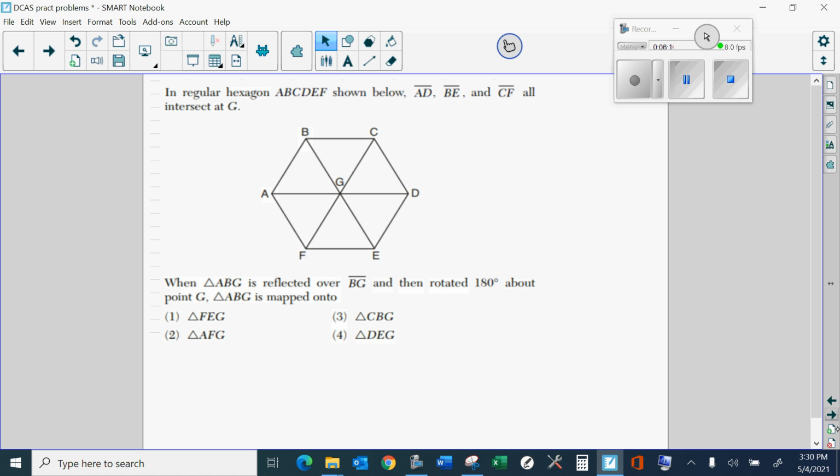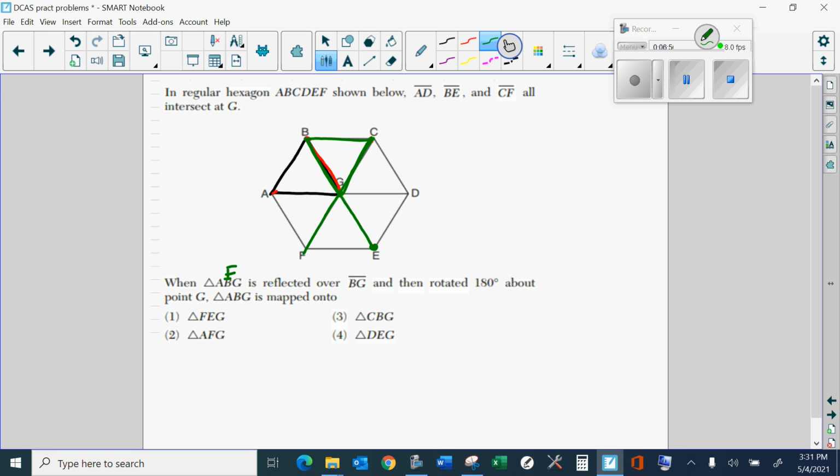Okay, it says when triangle ABG, this one right here, is reflected over BG, well, reflected over, boom, that puts the A to the C, the B stays onto itself, and the G stays onto itself. So now here's my new triangle right there. Then rotated 180 degrees about point G. So that means it goes straight through point G to the other side. So that goes to there, B goes to E, C goes to F.